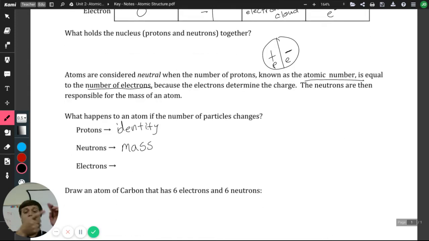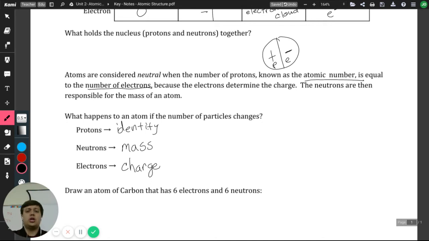Well, protons have a mass. We know neutrons are what are going to determine mass. Protons determine identity, so none of the other things are going to determine identity. Protons also have a charge, right? But protons, again, already have a job. So the only job left for electrons is charge. If I change my number of electrons, I'm going to change my charge.